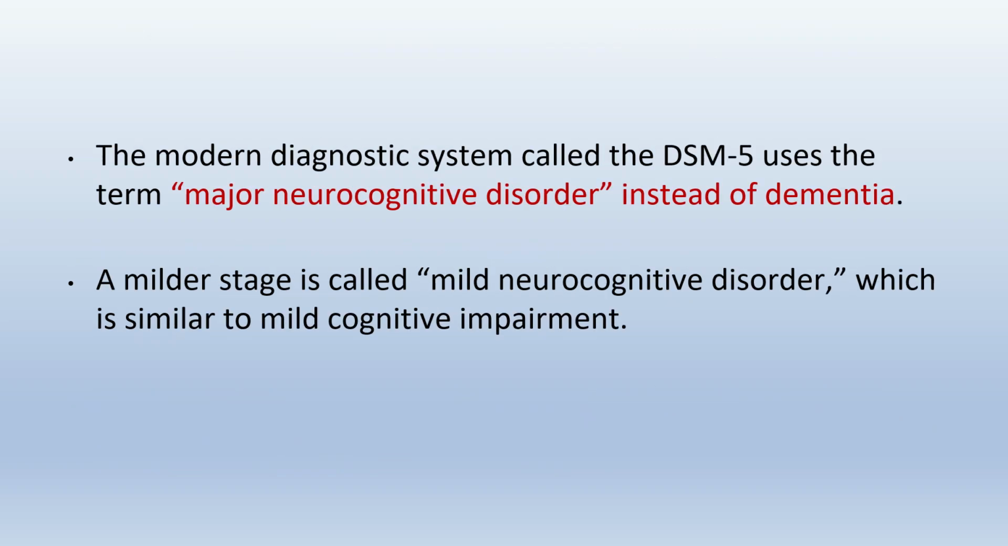The modern diagnostic system called DSM-5 uses the term major neurocognitive disorder instead of dementia. The milder stage is called mild neurocognitive disorder, which is similar to mild cognitive impairment.